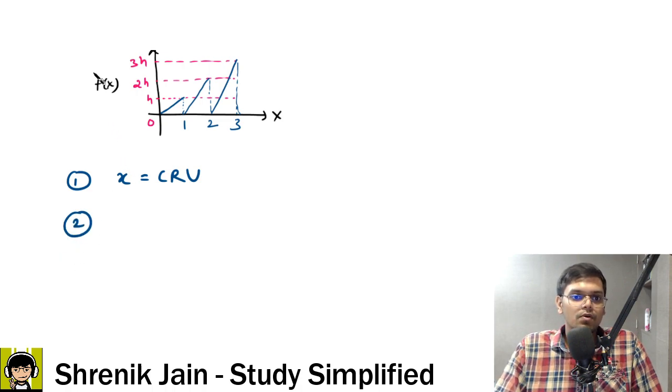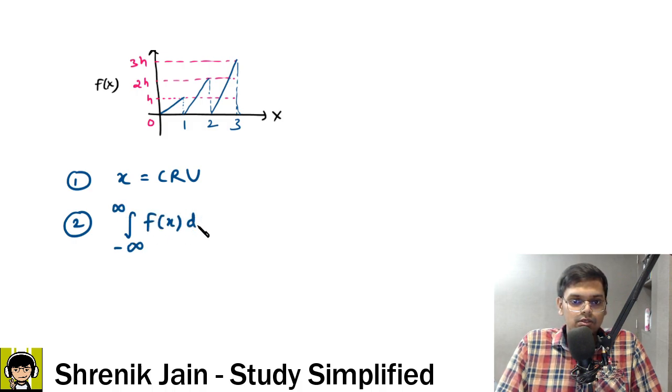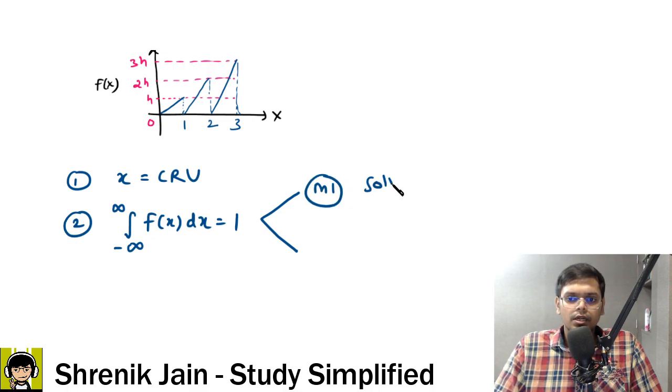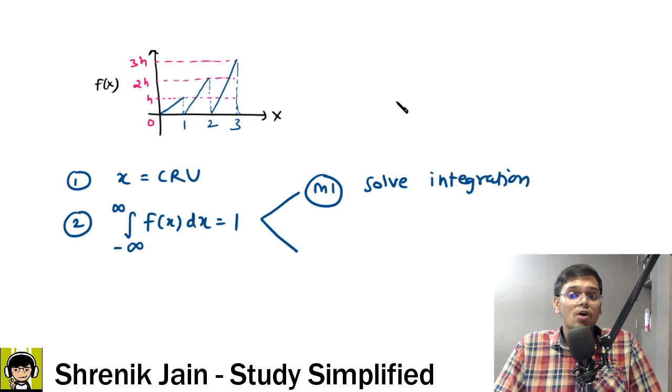Second point, if I want to make this as a PDF, then integral minus infinity to plus infinity small f of x dx should be equal to 1. Sir, there are two ways. Now either I solve the integration, but sir, to solve the integration I should know the function. Yes. But sir, function is not given directly. Yes. Sir, then how to get the function?